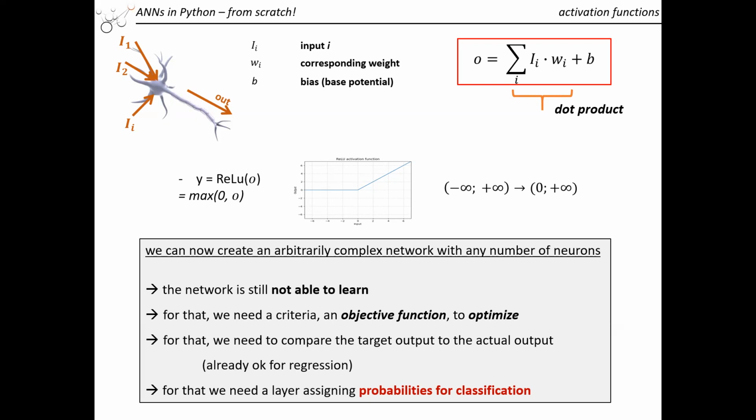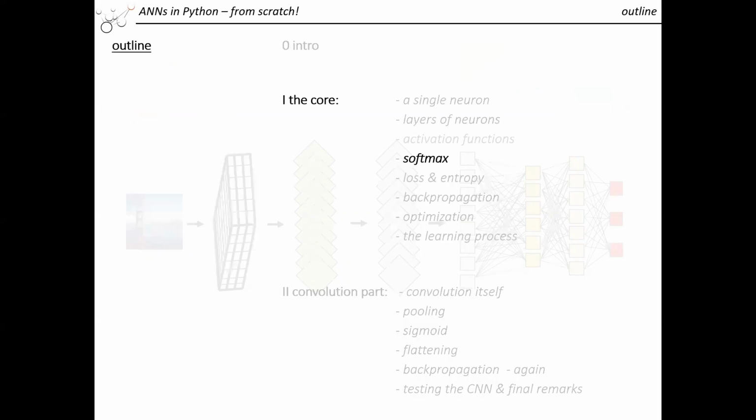So we need the so-called objective functions, and we also want to assign probabilities for the classification. And that's what we're going to do in the next 2 steps, actually. And therefore, we need to talk about a so-called softmax layer. And we will also talk about so-called loss and entropy.